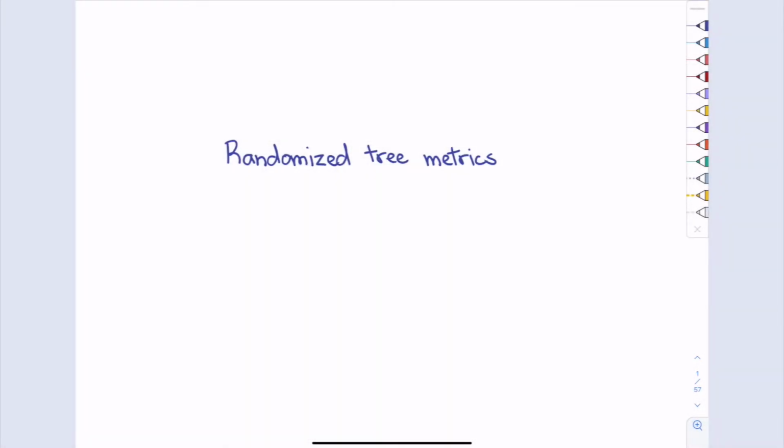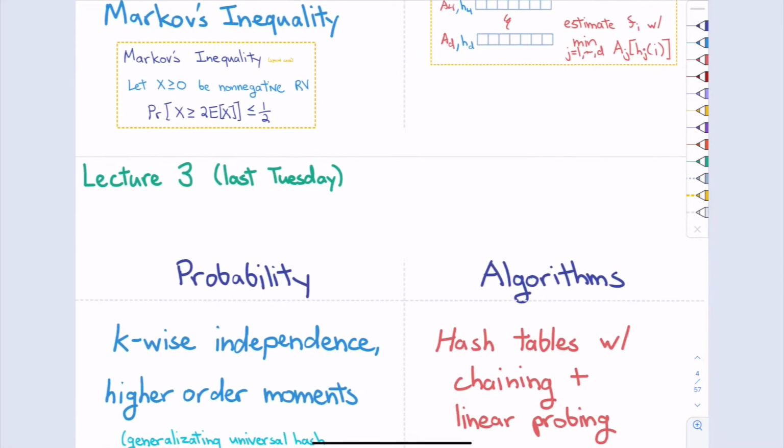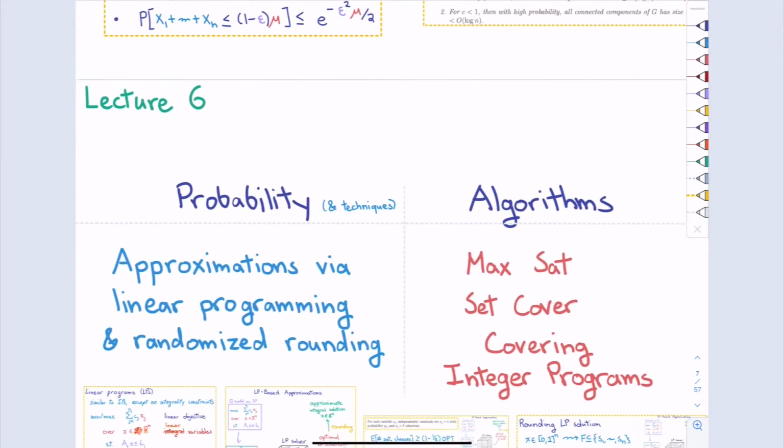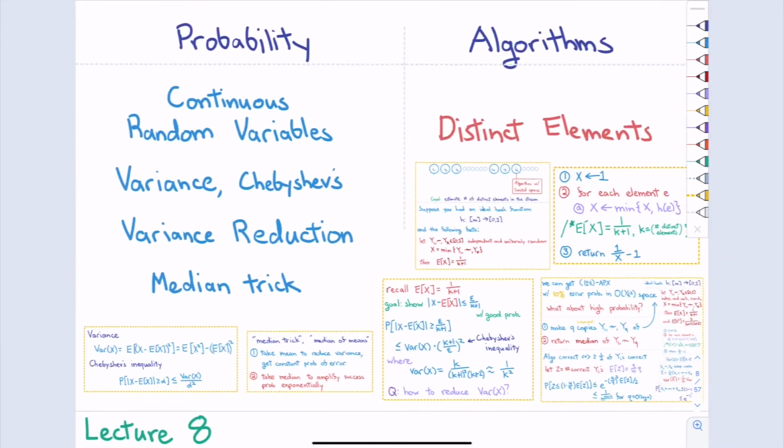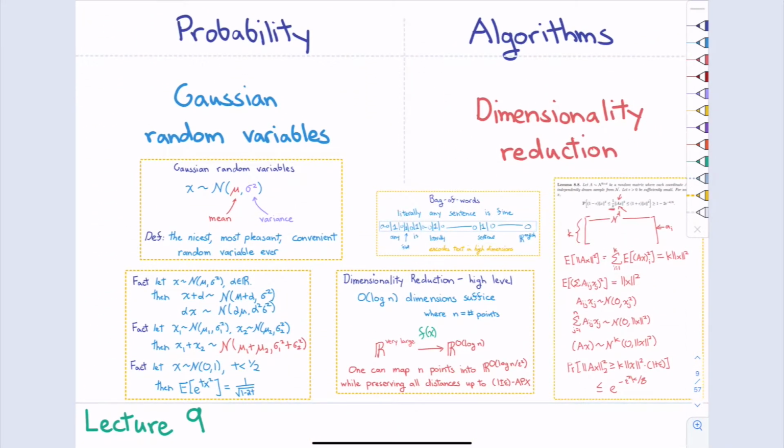All right, so today's lecture is about randomized tree metrics. This continues a theme of recent lectures about metrics, starting with our lecture about dimensionality reduction, which was about L2 metrics and very explicit Euclidean metrics. And in fact, it was a question that I was asked in the back that motivated me to teach these other metric things.